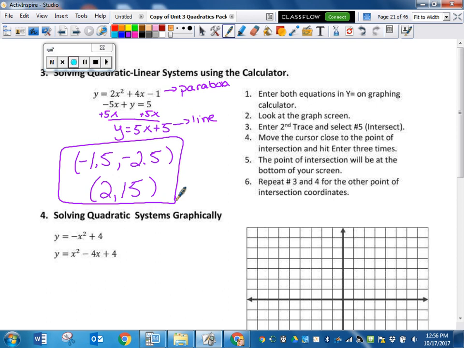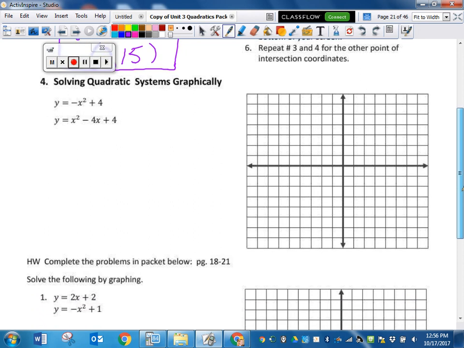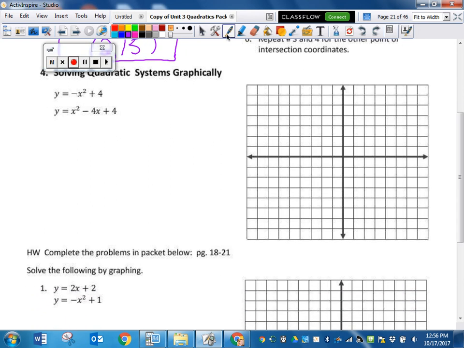All right, last one here. Okay, so we are still solving graphically this time. Okay, but what's the difference here? The difference here is, okay, I got a parabola, which I've had every time. That's fine. I got a parabola.